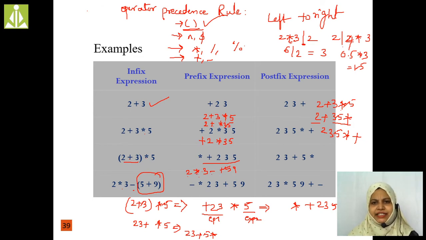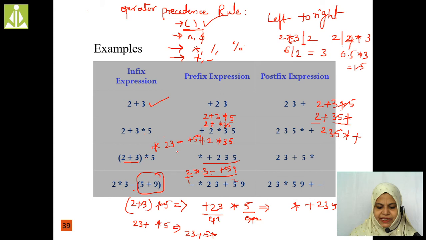Star is having the highest priority operator, so we have to evaluate the star first. So this is my one expression, this is my second expression, right? Now here, star, my expression is star 2 3 minus plus 5 9. 2 3 minus plus 5 9.